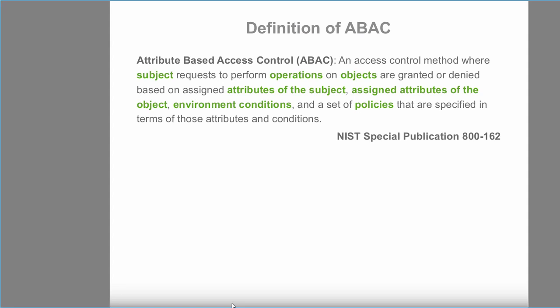Okay. So the key thing about QlikSense security rules is they are using an attribute-based access control model. And this is a special publication by NIST that came out, I think, a couple of years ago. And really the idea is that you're providing an access control method where subject requests to perform operations on objects are granted or denied based on assigned attributes of the subject, assigned attributes of the object, environment conditions, and a set of policies that are specified in terms of those attributes and conditions.